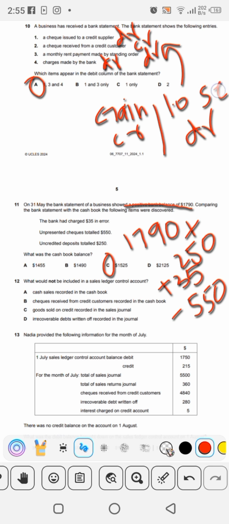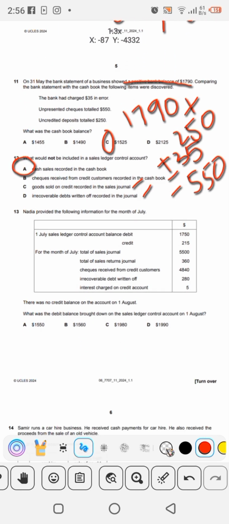would not be included in a sales ledger control account. So the sales ledger control account is a trade receivables account, we can also say that. So cash sales is not recorded because it is about credit sales and how much payment is left, and the others are in the sales ledger control account.